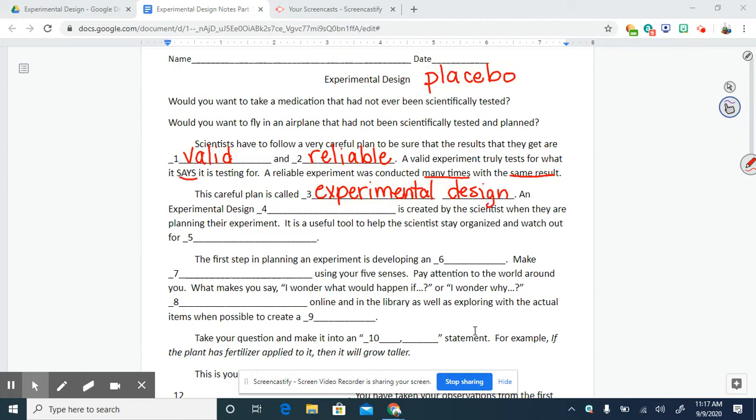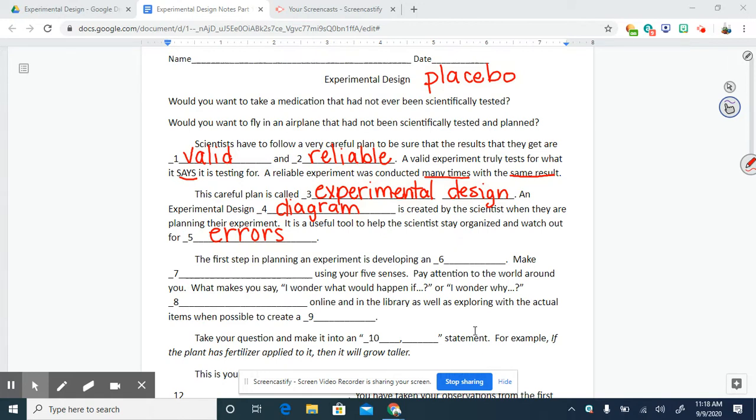An experimental design diagram is created by the scientists when they are planning their experiment. It's a useful tool to help the scientists stay organized and watch out for errors. So as you're making your experimental design diagram, you might notice, oh, that's going to be a problem, and you can fix it. Or maybe you look at the experimental design diagram of someone else that's already conducted an experiment similar to yours, and you can see where they made an error. And when you make your experimental design, you can fix it.